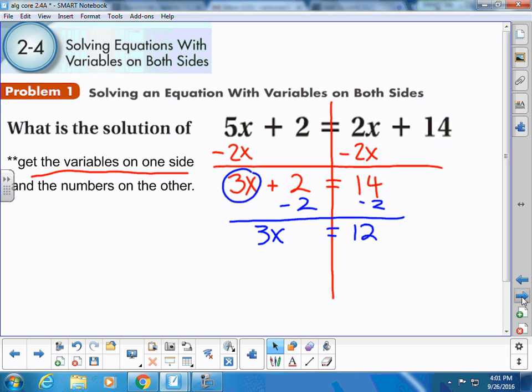Then the next step, I need to break 3 times x up to undo multiplication. I divide, and you get x is equal to, because those reduced to be 1, 12 divided by 3, which is 4.